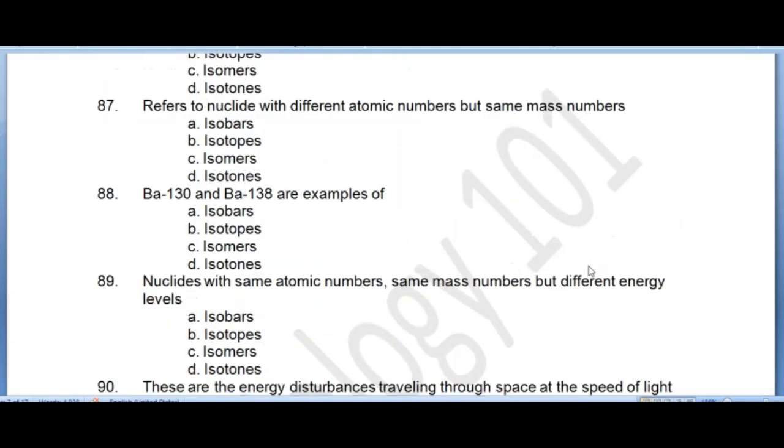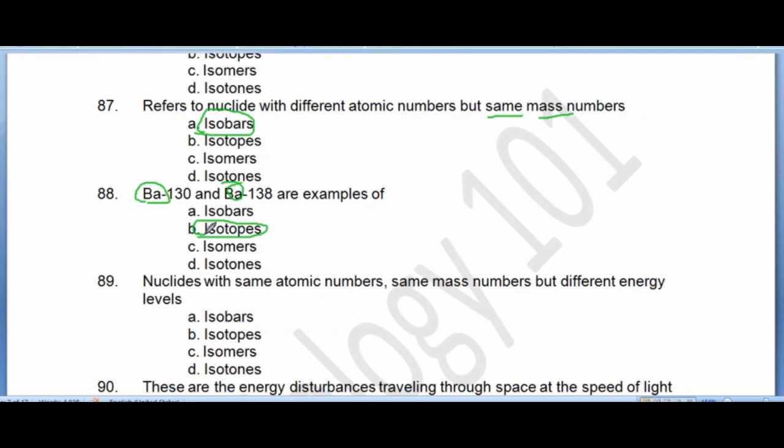Next, 87. Refers to nuclides with different atomic numbers but the same mass number. So, po, keyword: same mass number or the same atomic mass. So, A, isobars. Barium 130 and barium 138. So, the same element po sila, barium. They are isotopes.